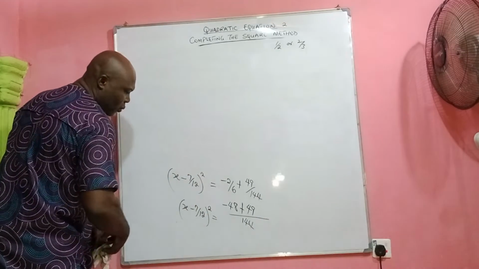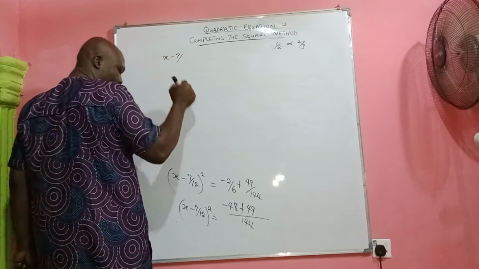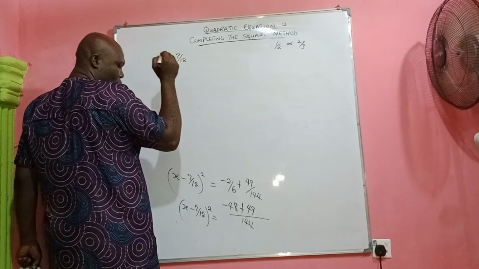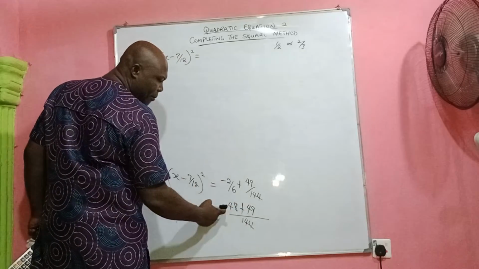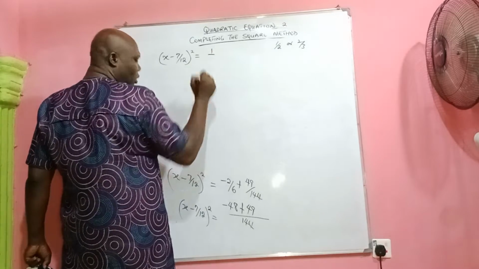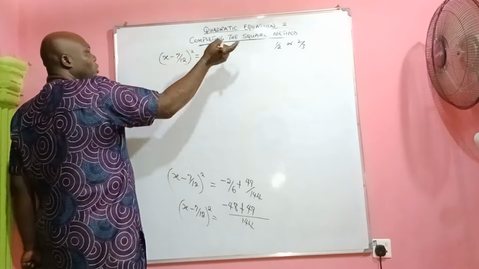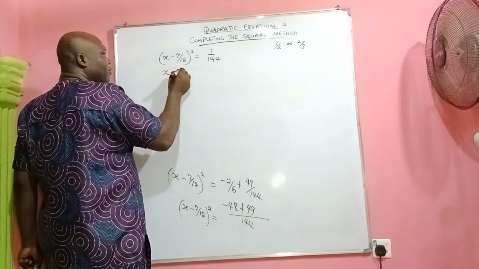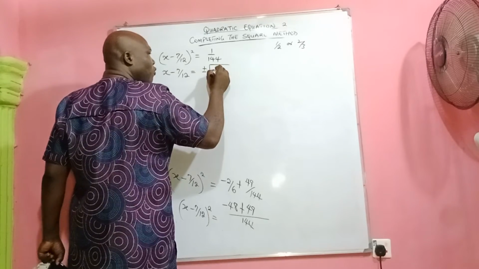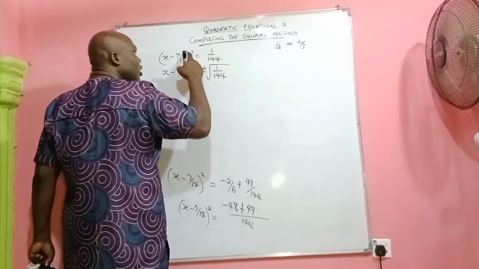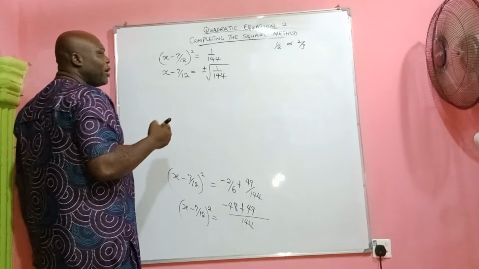So at this point, we are going to have x minus 7 all over 12, all squared, equal to 49 minus 48, which gives us 1 all over 144. So the square crosses, so we have x minus 7 all over 12 equal to plus or minus the square root of 1 all over 144. The square crosses to become the square root, but you have plus or minus, meaning that two values are involved.